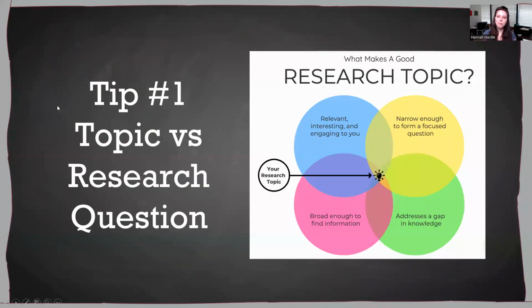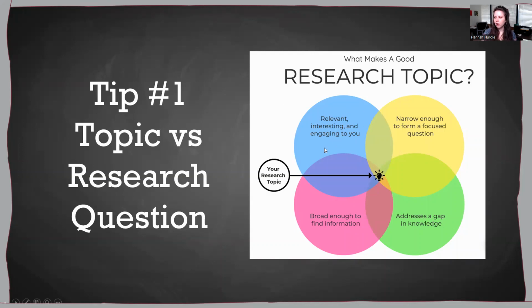So the first tip is helping students understand the difference between a topic and a research question, which I do think is something faculty who have students do research do. However, when they come into our library instruction classes, something we've noticed is that students still struggle with this idea of, okay, I have a topic, but they don't have a research question. So just kind of understanding the difference between the two.